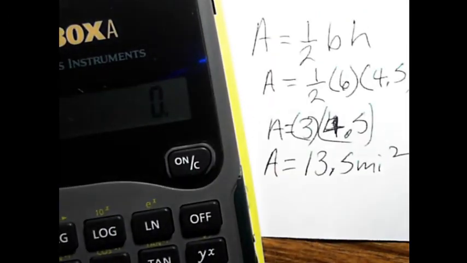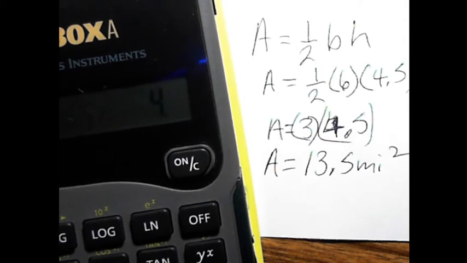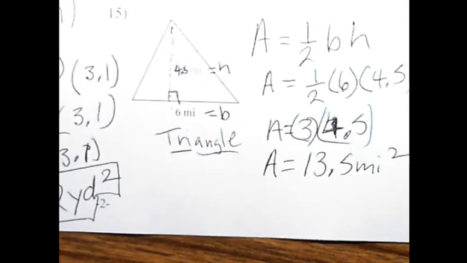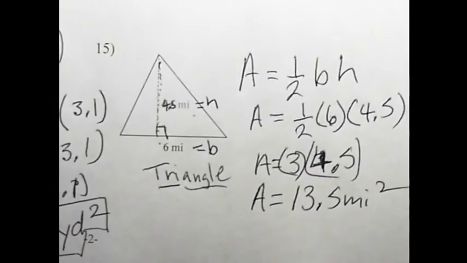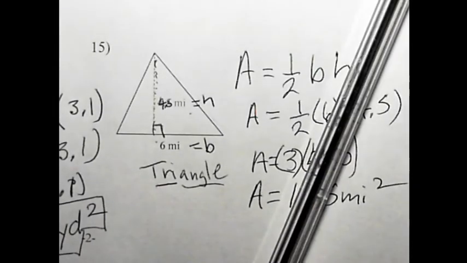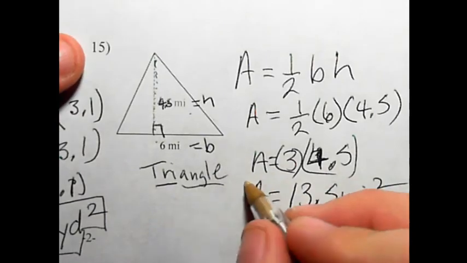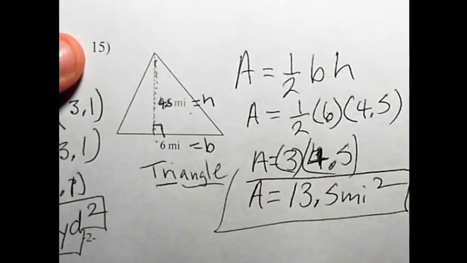I'm going to say 6 divided by 2 times 4.5. Yep, 13.5. That's what it is. Oops. So the area of that triangle is 13.5 miles squared. That's a big triangle. 13.5 miles.